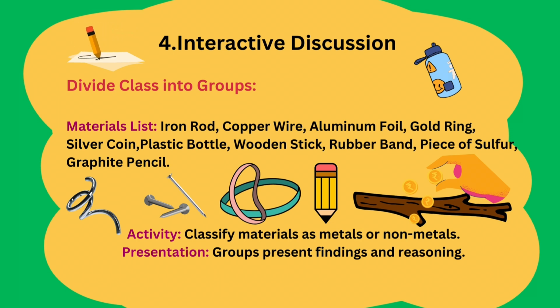Examples include iron rod, copper wire, aluminum foil, gold ring, silver coin, plastic bottle, wooden stick, rubber band, piece of sulfur, and graphite pencil. Encourage each group to present their findings and explain their reasoning. This promotes teamwork and critical thinking.